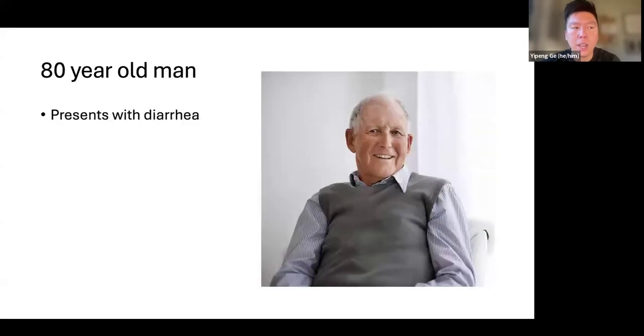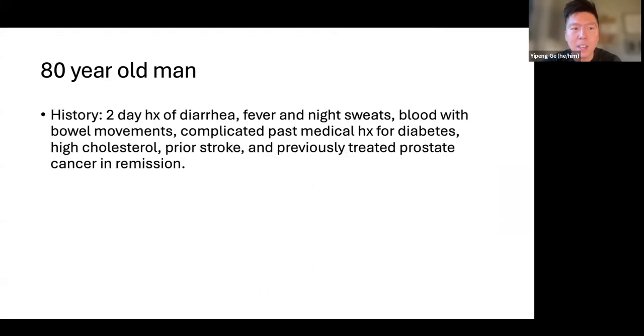So the last case I have for you is an 80-year-old man. He presents also with diarrhea. He has a 2-day history of diarrhea, has been having fever and night sweats, blood with bowel movements, and there's a complicated past medical history with diabetes, high cholesterol, a prior stroke, and he's also been previously treated for prostate cancer, which is in remission.